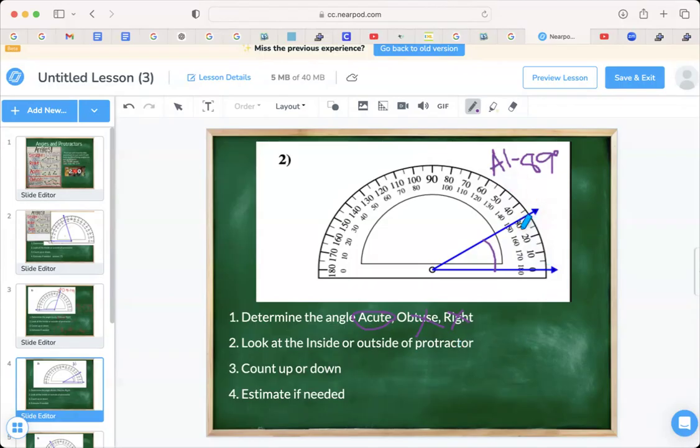All right, so this is in between 30 and 40. What is the number that is in between 30 and 40? We're going up. So 30, 35, 40. So this is 35.